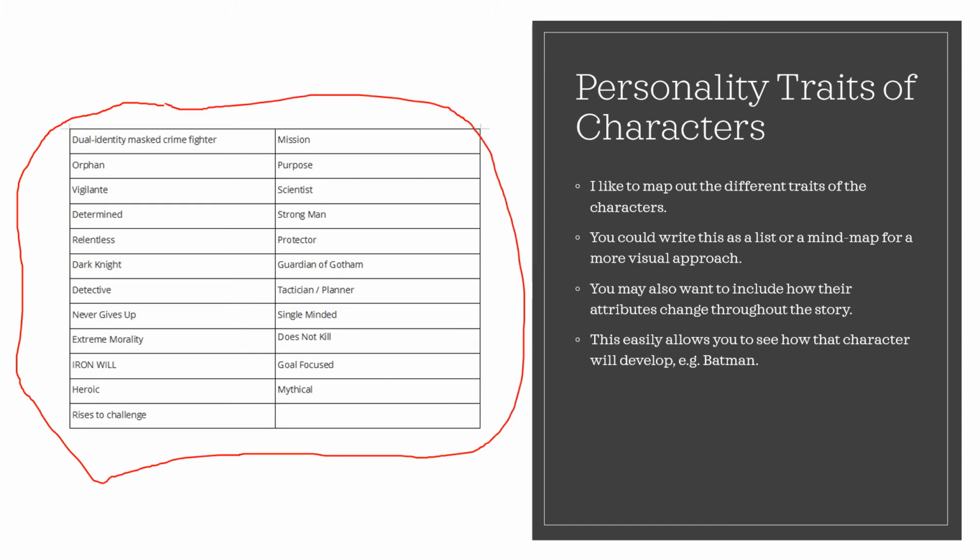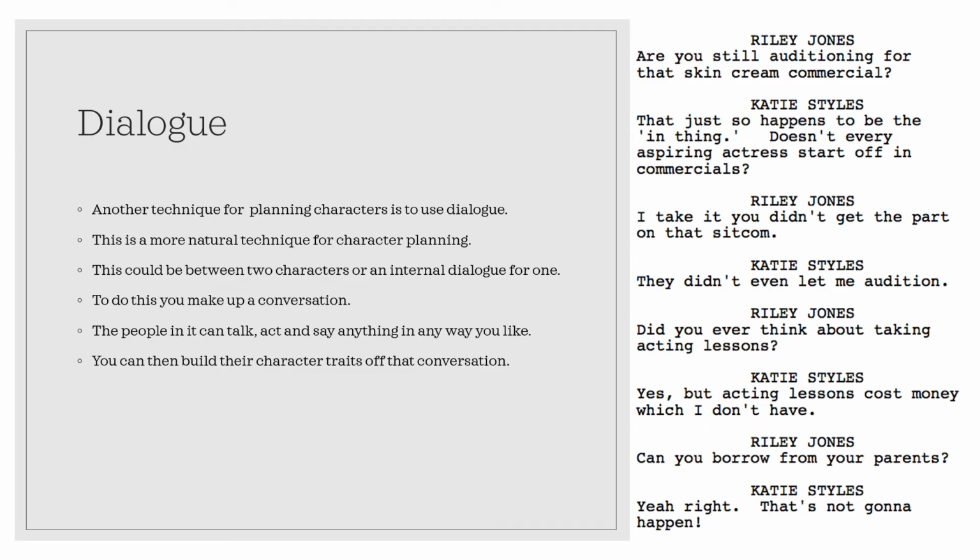For example, in this one it's Batman, so he's an orphan, he's determined, he's a detective, never gives up, strong man, protector, and this is a really good example of mapping out the different traits of the characters.